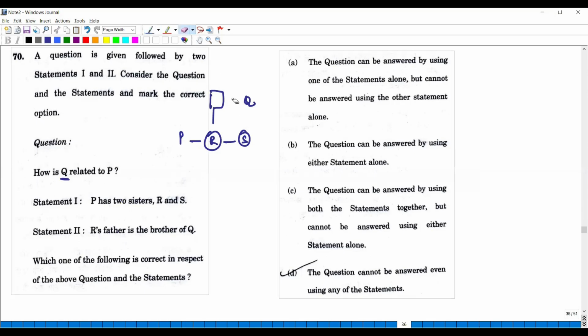Brother means I'll put a single line. But nowhere is the gender of Q mentioned. So you can't say who is actually Q even if you use both the statements. The question cannot be answered even by using both statements because you don't know the gender of Q. So how is Q related to P? We don't know whether Q is male or female. If it is male, you can say uncle. If it is female, you can say aunt. But we don't have enough information to say this. So the answer is, I'm putting it as D.